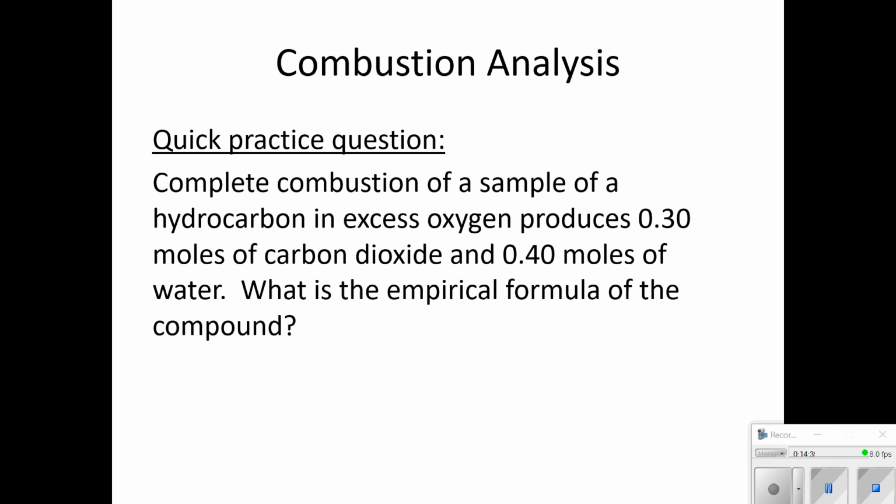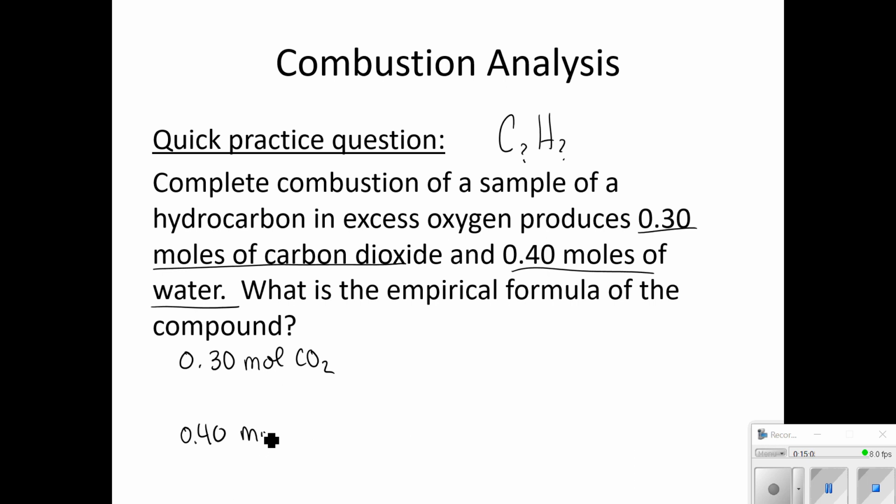All right. So in this problem, we combust a hydrocarbon, and we observe that we make 0.3 moles of carbon dioxide and 0.4 moles of water. And what we're trying to figure out is what is the empirical formula of my hydrocarbon? So what is my carbon to hydrogen ratio? So let's figure out how much carbon and hydrogen we made here. So we made 0.3 moles of CO2 and 0.4 moles of water.